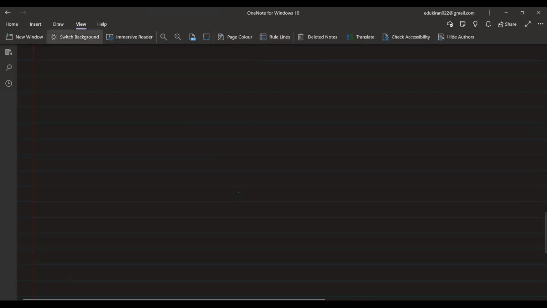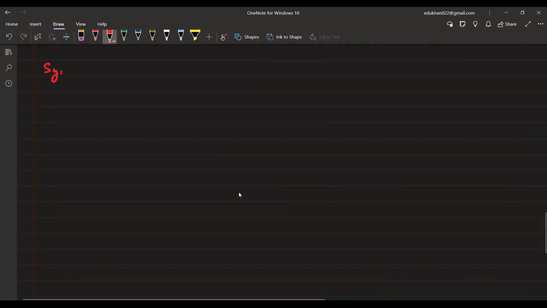Please, I will be writing symbols here. Symbol of atoms. You will be telling me about the Z. Z means atomic number, A means the mass number. You'll tell me about the number of protons, number of neutrons, and number of electrons.